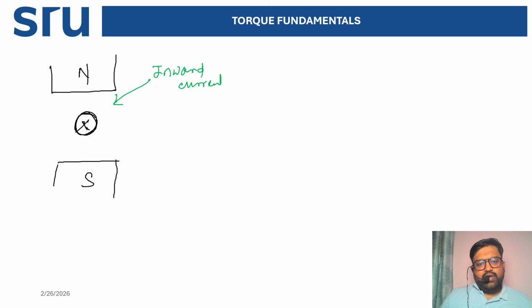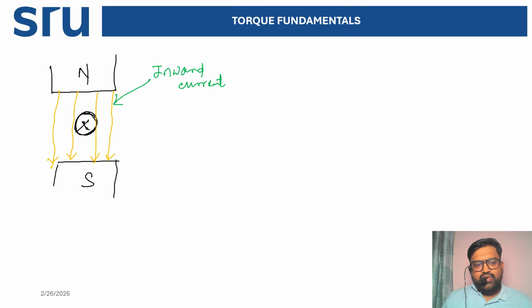If it is an inward current, first we know the magnetic lines will come from the North Pole to the South Pole. If the magnetic lines go from the North Pole to the South Pole, and the current is in the inward direction, remember these two concepts. First, you identify the force.